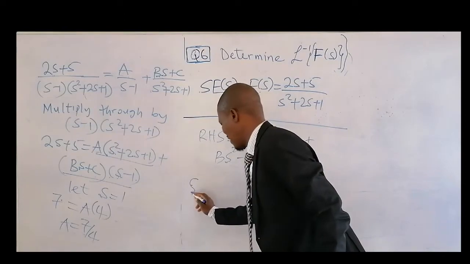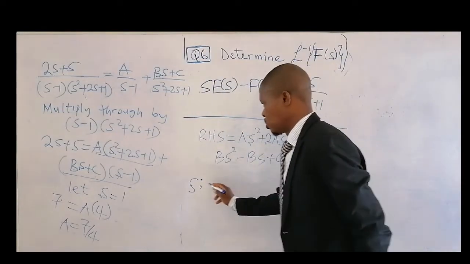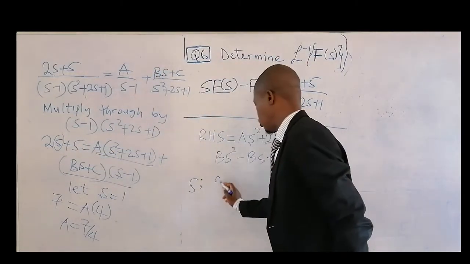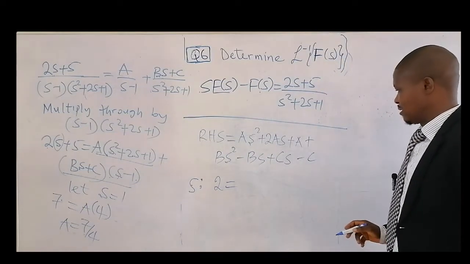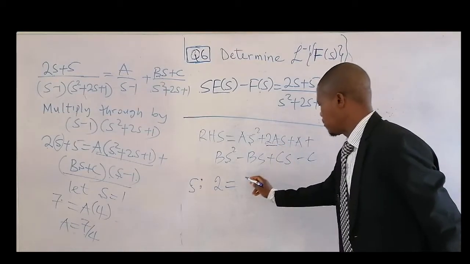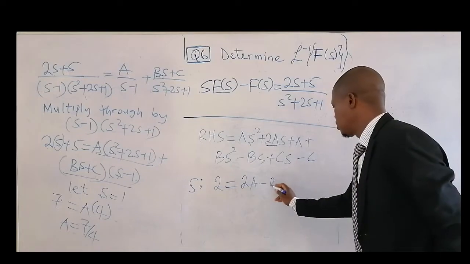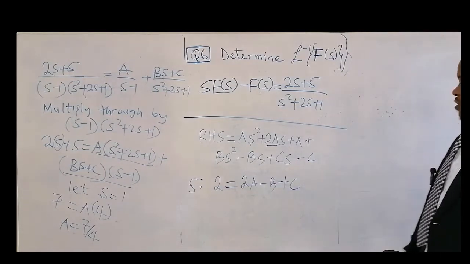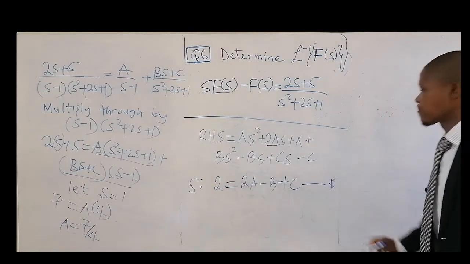The coefficient of x on the left hand side is 2. That's 2 equal to, on the right hand side, the coefficient of x: here it's 2A minus B and then plus C. We'll come back to this shortly.